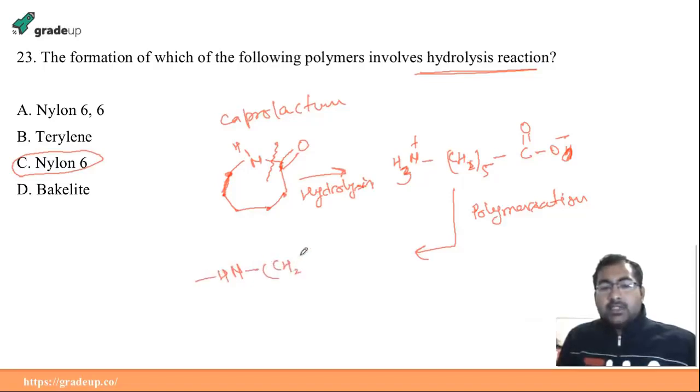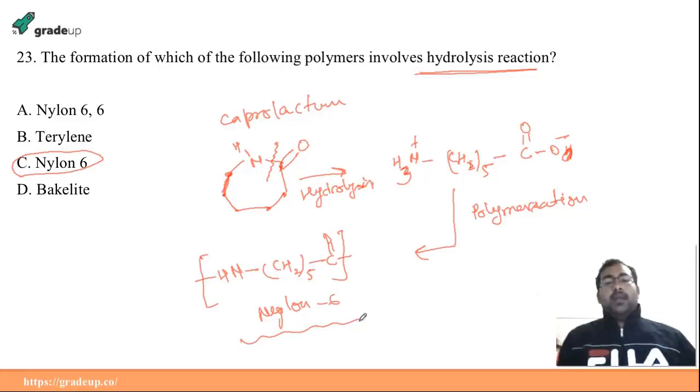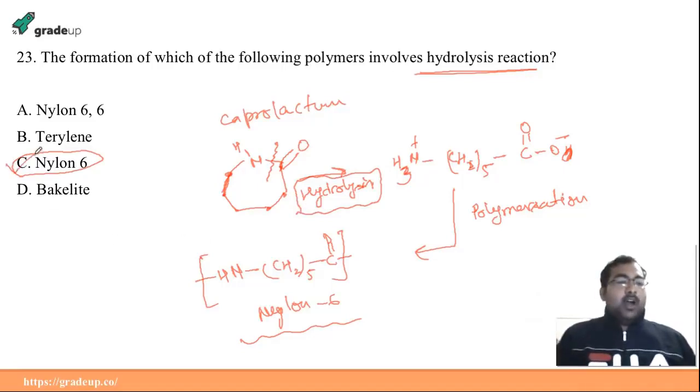And you eventually end up forming your NH, and then this CH2 five, and then this COO. Yep. So this is finally your nylon 6, which you form here. Okay, so this is the way you form nylon 6. This is the correct option, because in the first step of forming nylon 6, you are having hydrolysis. All right, so here the C option is correct.